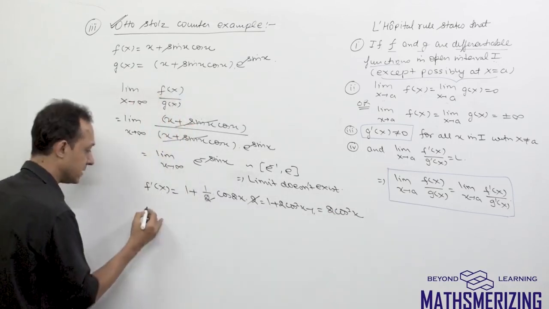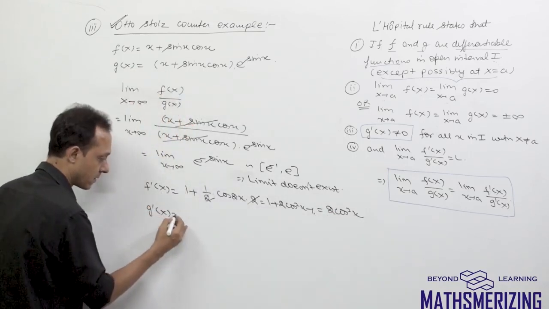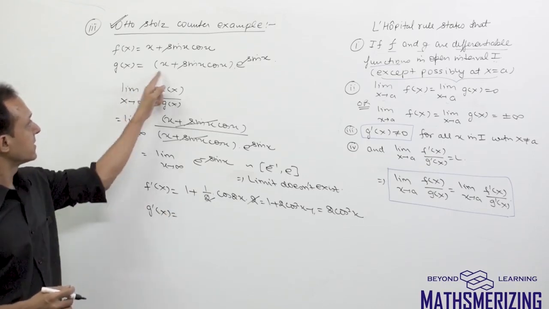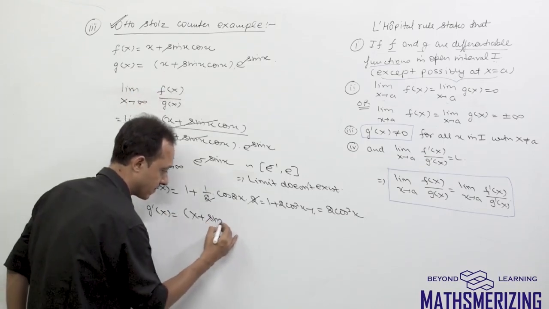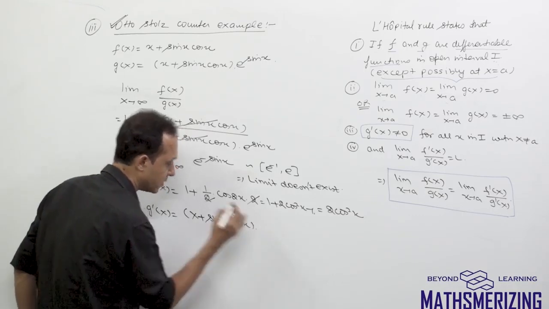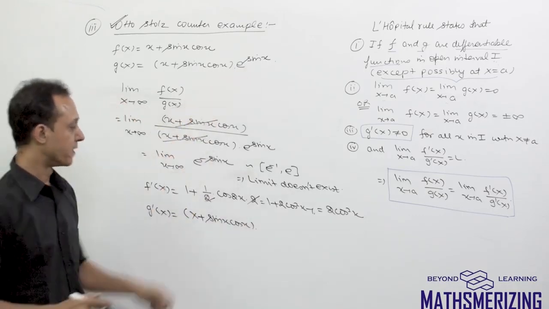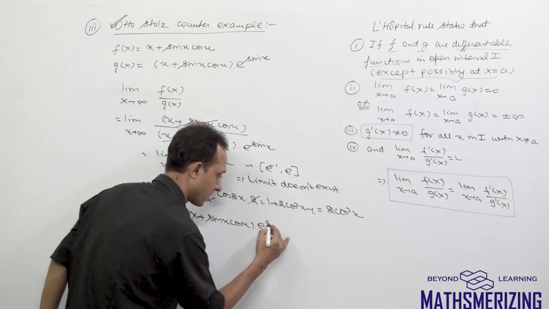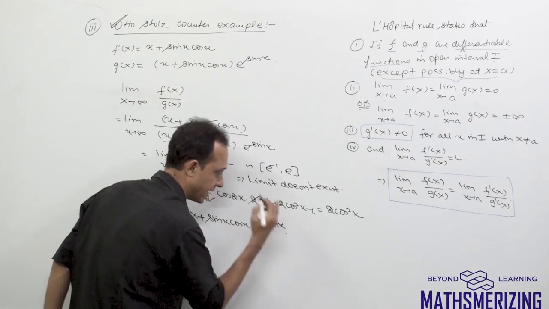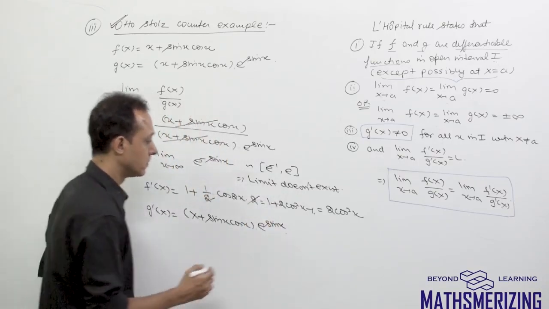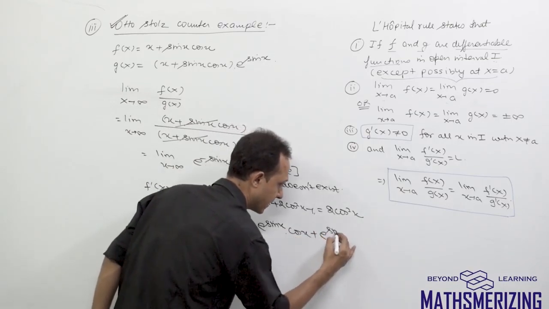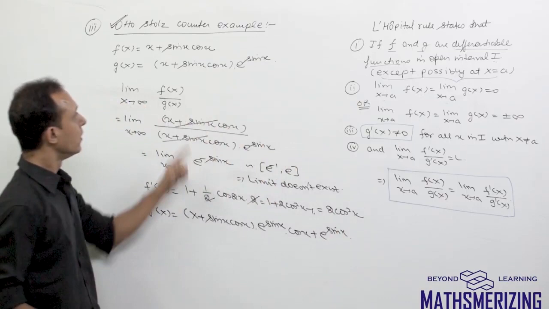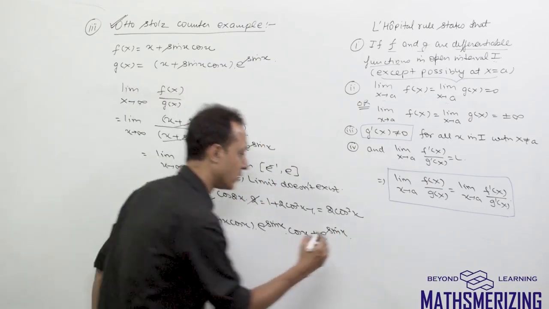Now I'll differentiate g dash x also. So if I differentiate g dash x, I'll write it as x plus sin x cos x into the derivative of this function, which is e to the power sin x into cos x, plus e to the power sin x as it is into the derivative of this function, which is again 2 cos square x.